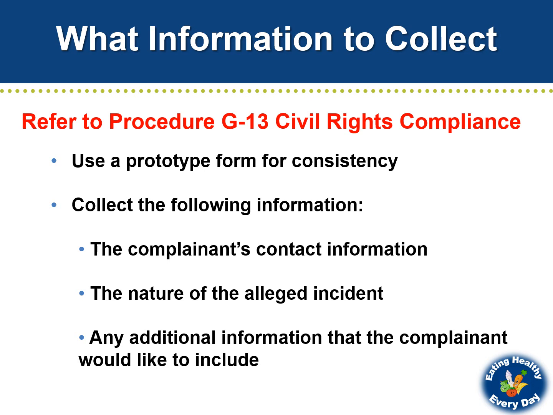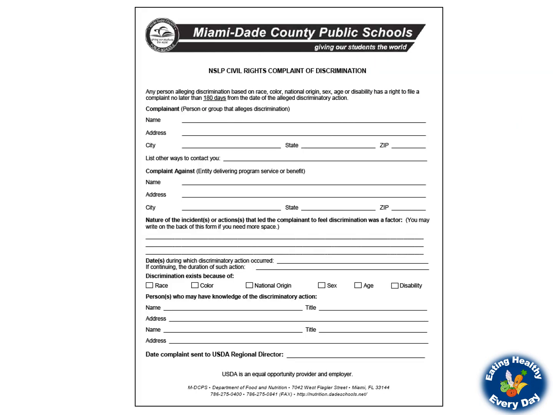When collecting the information, be sure to practice good customer service techniques. Most importantly, be sure to write down the following information from the complainant: the complainant's contact information, the nature of the alleged incident, and any additional information that the complainant would like to include. Here you will see the prototype form that we use located in the Procedures Manual under G13.